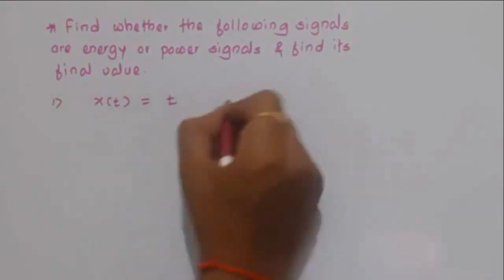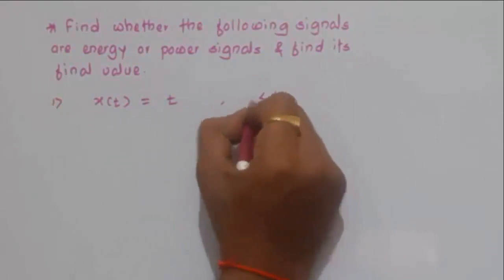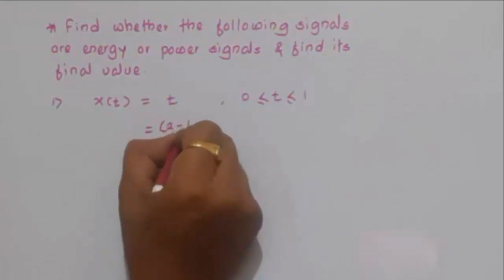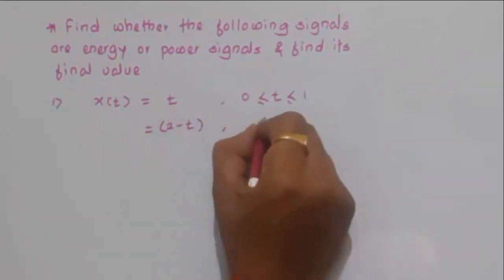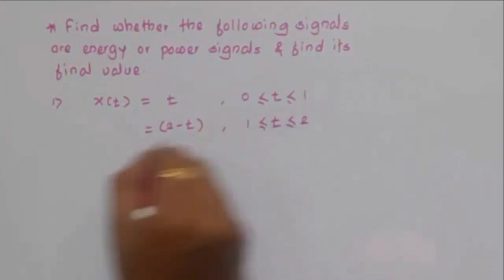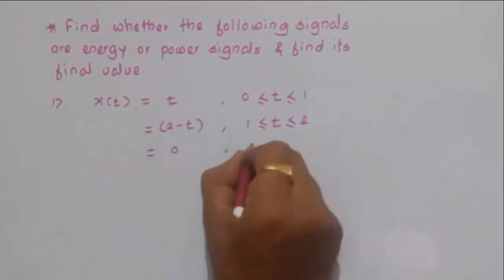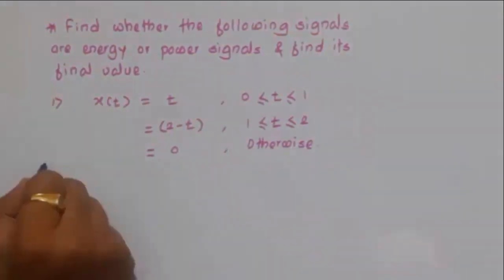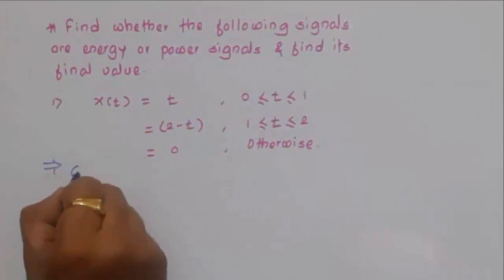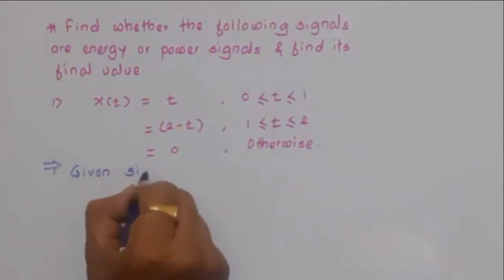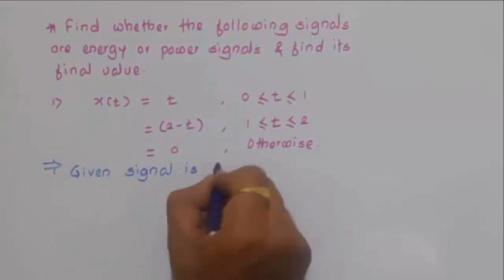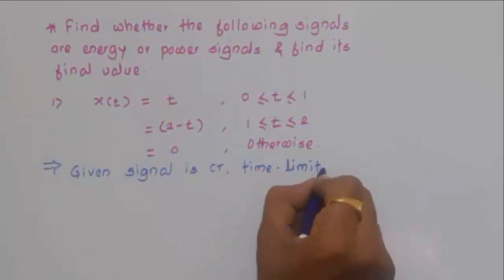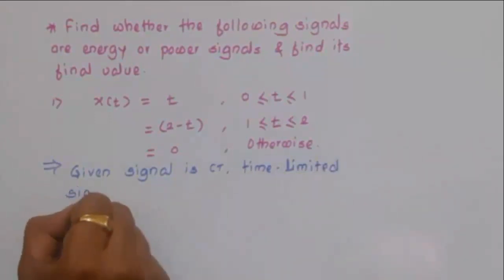Given signal x of t is equal to t for t greater than or equal to 0 and less than or equal to 1. x of t is equal to 2 minus t for t greater than or equal to 1 and less than or equal to 2, and x of t is equal to 0 for other values of t. That means the given signal x of t is present between t equal to 0 to 2. Given signal is a continuous time signal and it is time limited. So it may be an energy signal.